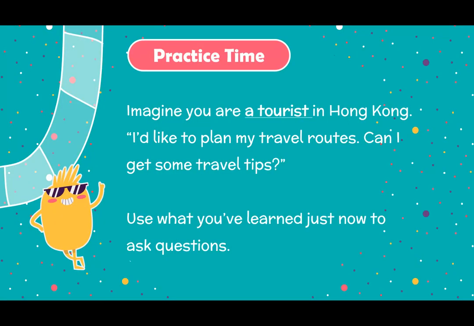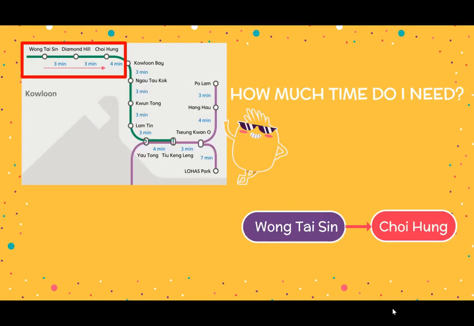Practice time. Imagine you are a tourist in Hong Kong. I'd like to plan my travel routes. Can I get some travel tips? Use what you've learned just now to ask questions. You want to know how much time you need to go from Wong Tai Sin to Choi Hong. How should you form the question? Now pause the video, go grab a piece of paper, and write down the question.